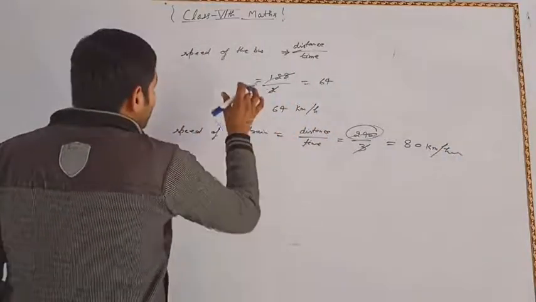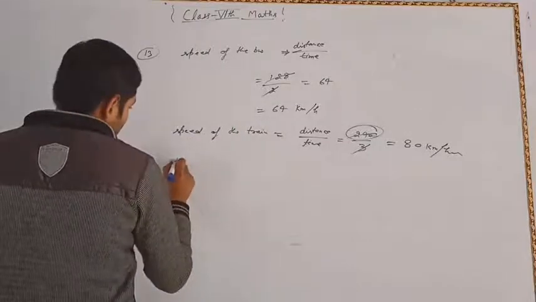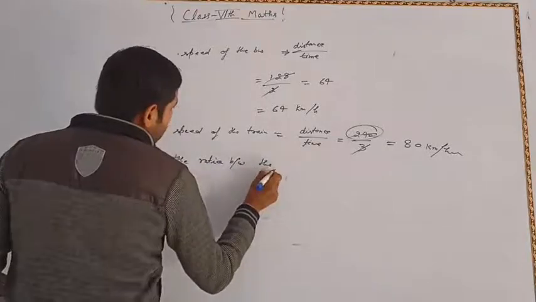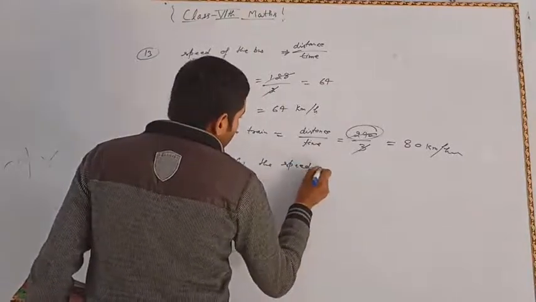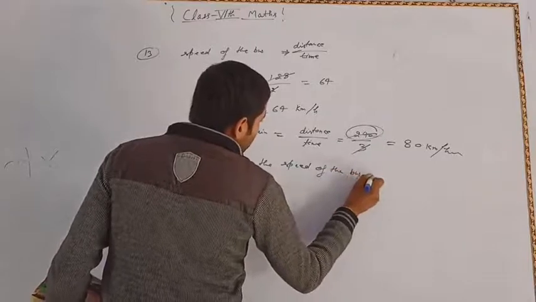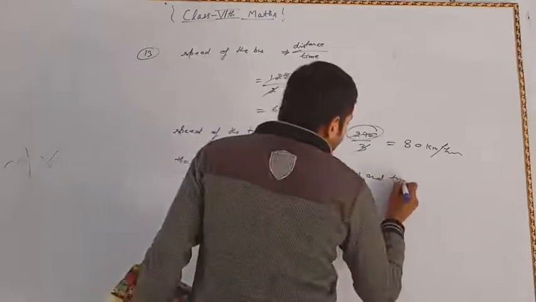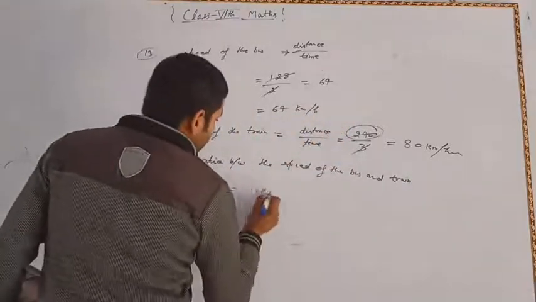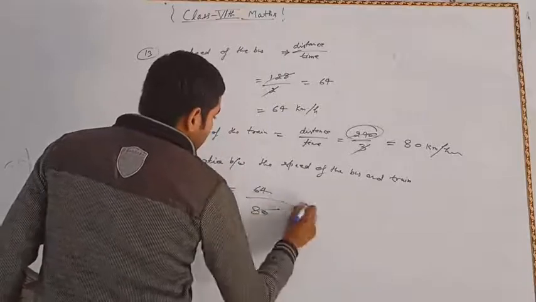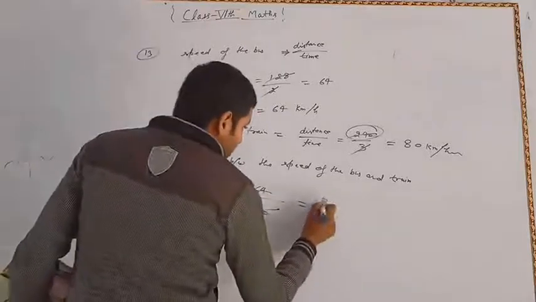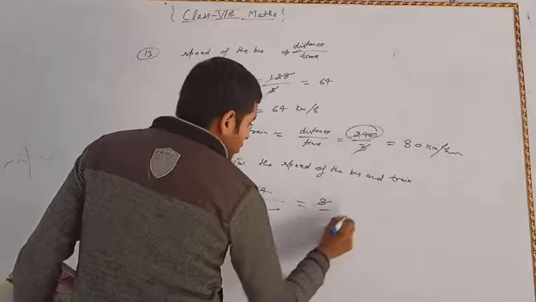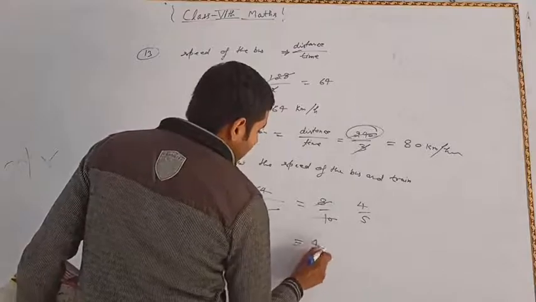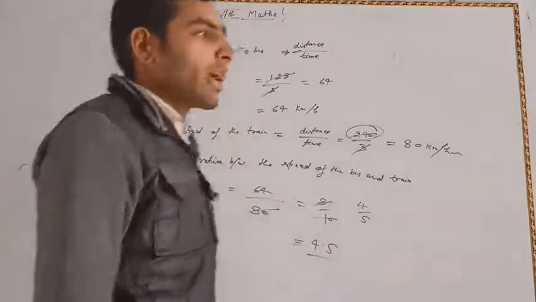So the ratio between the speed of the bus and train is equal to 64 upon 80. By cancellation, 8 times 8 is 64, 8 times 10 is 80. The ratio between both is 4 ratio 5. This is our answer.